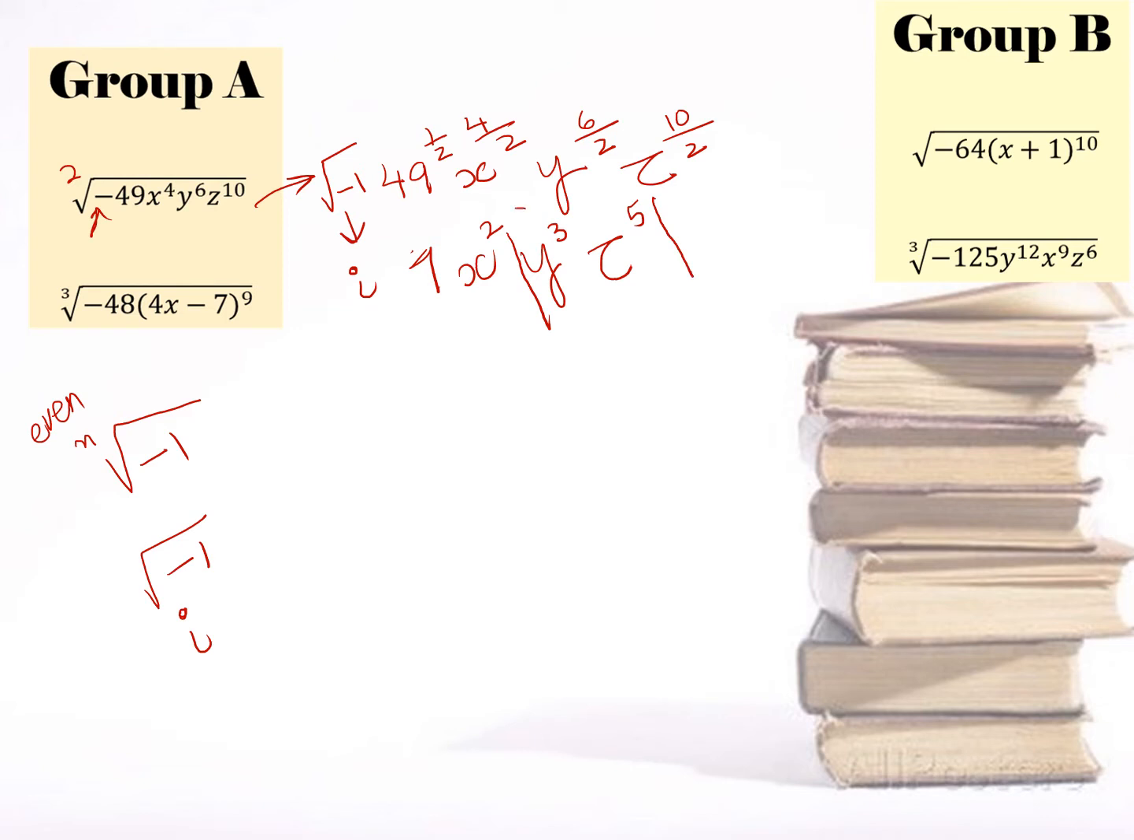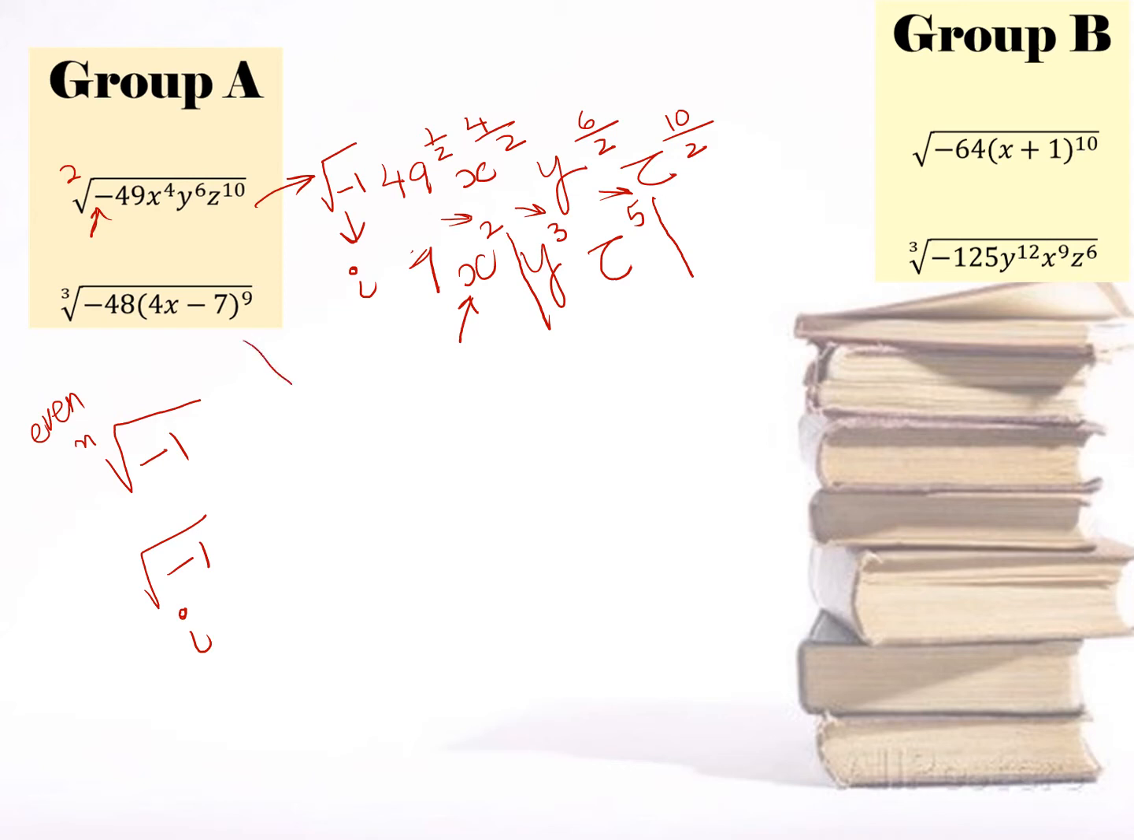Because 3 is an odd number, 5 is an odd number. So for the odd powers, we always put the absolute values to make sure that the answer will be positive in the end. Now this x squared stays as it is, outside the absolute value. The reason is that 2 is an even power.